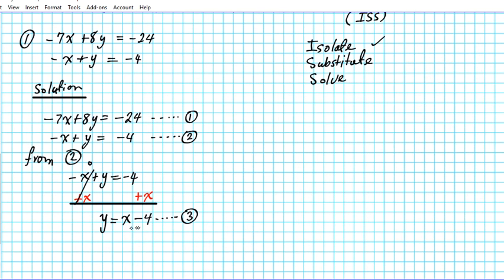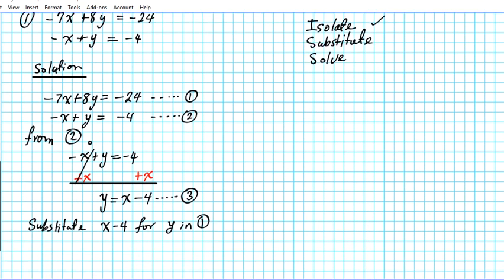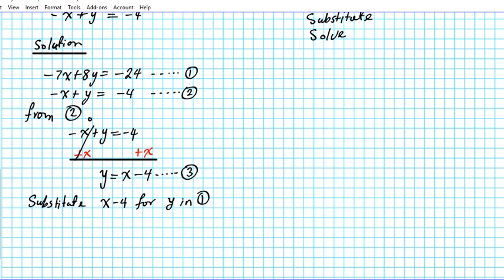Since equation 3 came from 2, guess what? We're going to substitute what you got, x minus 4, for y. Where? Since this came from 3, we're going to plug it into 1 for y in the other equation, which is 1. Don't plug an isolated variable quantity into where it came from. It's not going to help you out at all, okay?